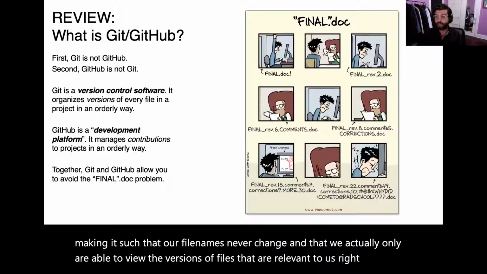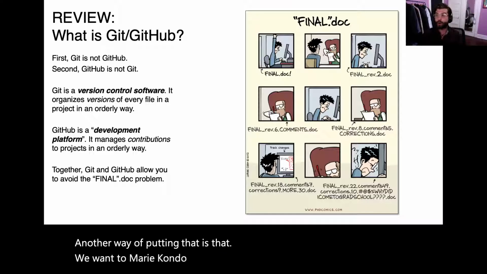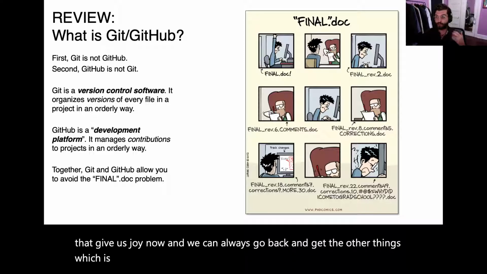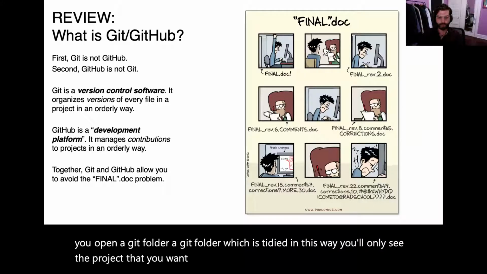Another way of putting that is that we want to Marie Kondo our folders, that we only want to see the things that give us joy now. And we can always go back and get the other things, which is why we use a specialized software to do this. But when you open a Git folder which is tidied in this way, you'll only see the project that you want to see and that you want to be working on.